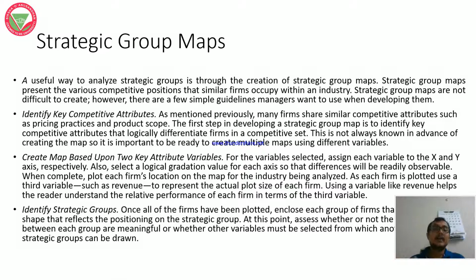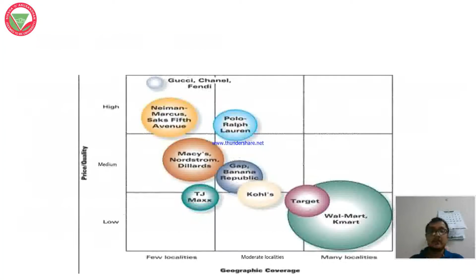Then we discussed how to prepare them. We need to identify the competitive attributes on which the map has to be built. Then we need to map the two key attribute variables, the very key variables that we need to finalize. Then we need to identify the size of the revenue earned by the company in order to specify the size in the map.